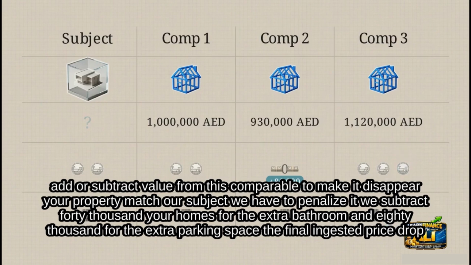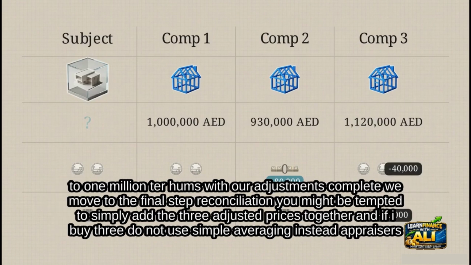To make this superior property match our subject, we have to penalize it. We subtract 40,000 dirhams for the extra bathroom and 80,000 for the extra parking space. The final adjusted price drops to 1 million dirhams.